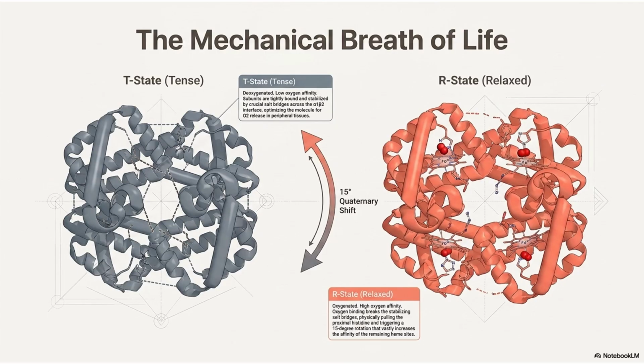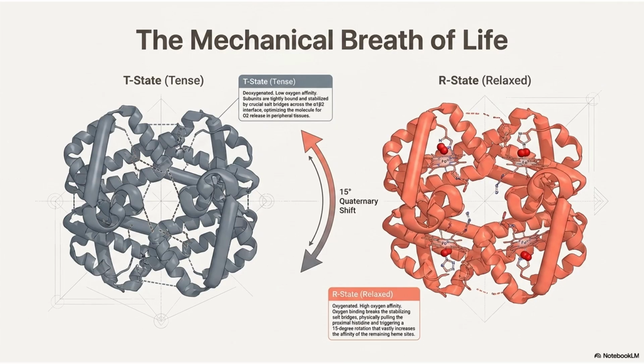When blood reaches the lungs, oxygen begins binding to one of the iron atoms. That first oxygen molecule is the hardest one to bind. But once it attaches, something remarkable happens. The entire protein undergoes a subtle conformational change, about a 15-degree rotation between the alpha-beta dimers. This shifts hemoglobin into what's known as the R state or relaxed state.